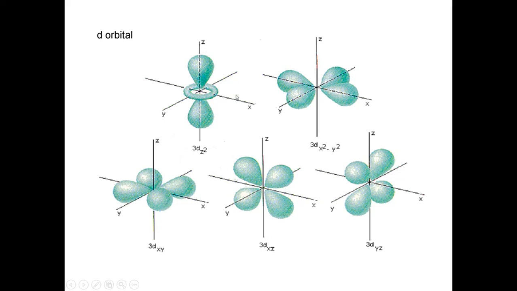Dan masa yang sama kalau ada macam ni, dia ada sphere. Tengah ni ada lubang. Kalau D subscript X to the power of 2 minus Y to the power of 2, dia macam ni pula. Dia duduk kat paksi Y and duduk kat paksi X.